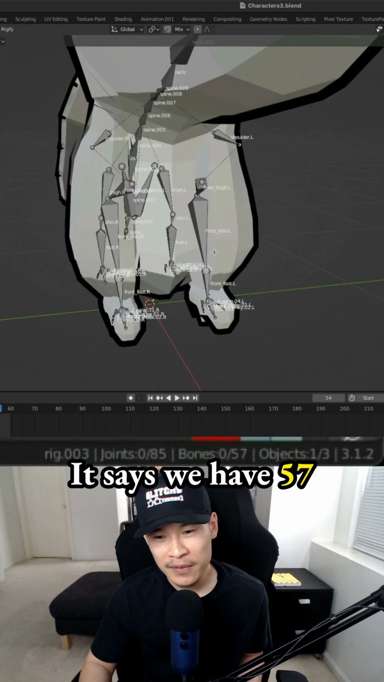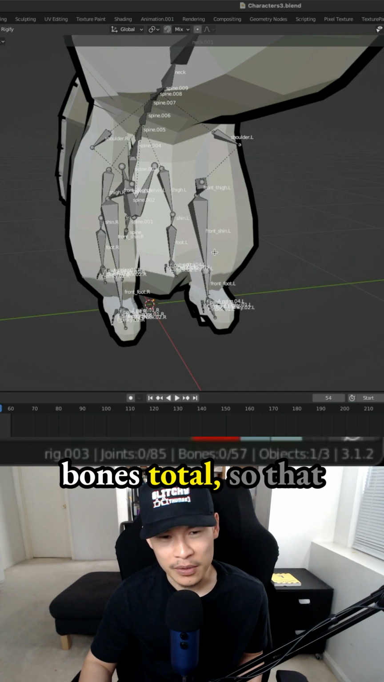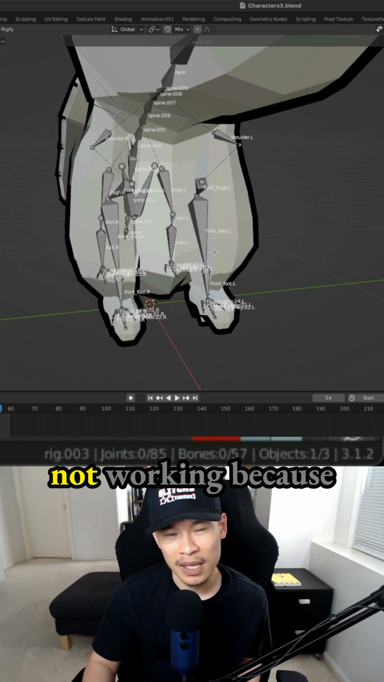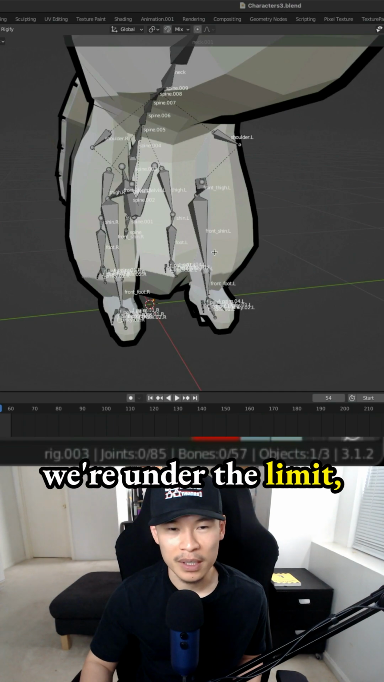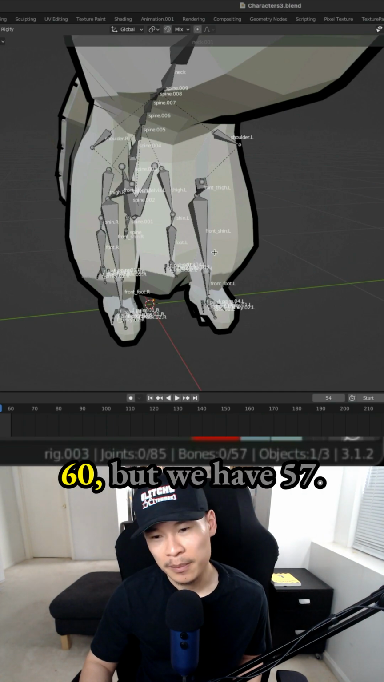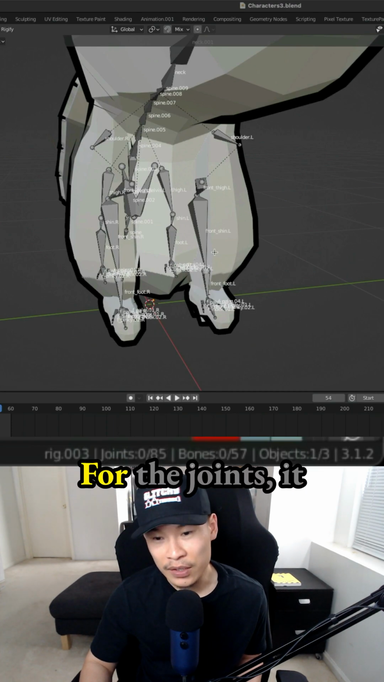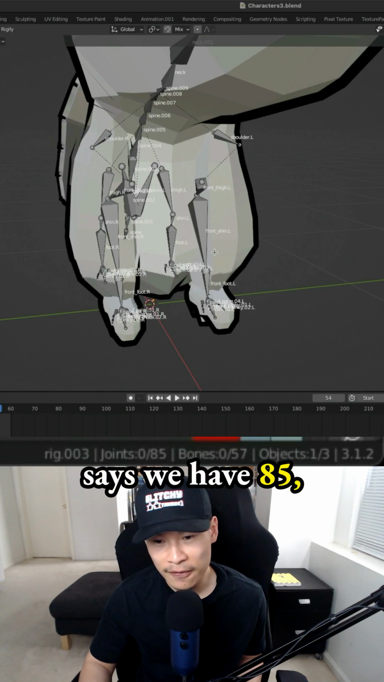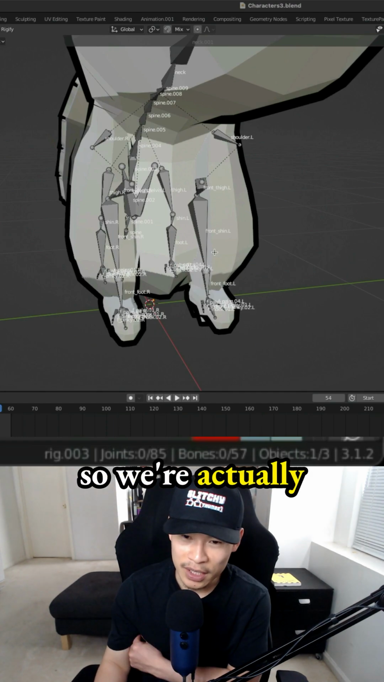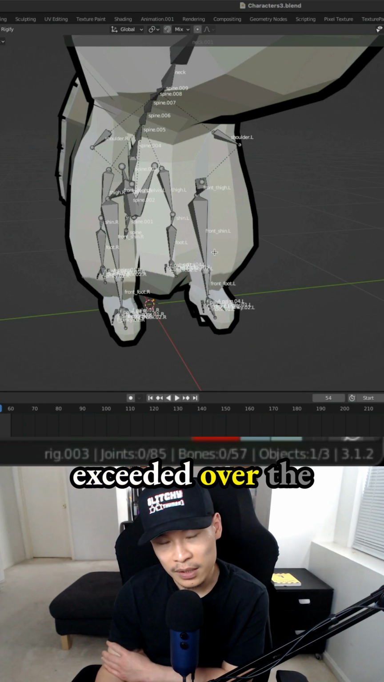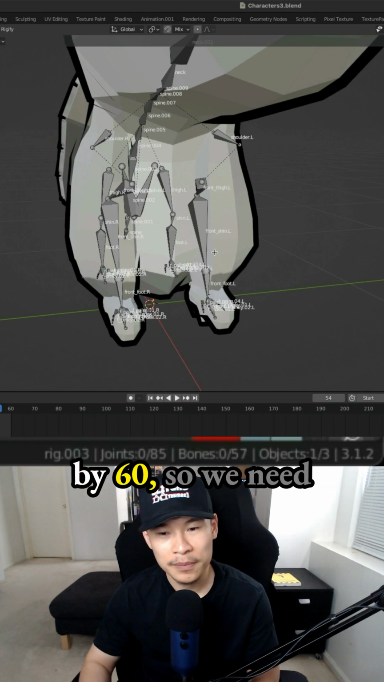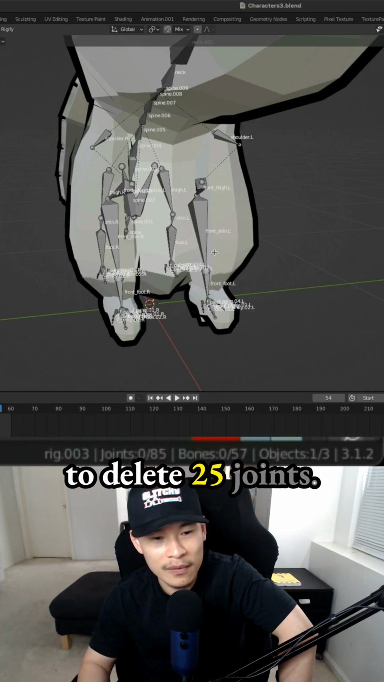But it says we have 57 bones total. So that should have worked. I'm surprised it's not working because we're under the limit, which says it was 60, but we have 57. Oh, actually, that's for the bones. For the joints, it says we have 85. So we're actually exceeded over the amount of the joints by 60. So we need to delete 25 joints.